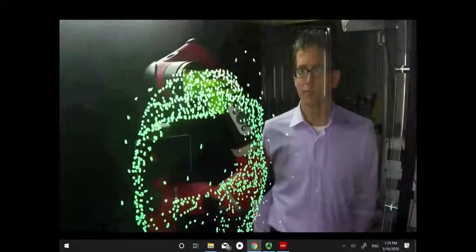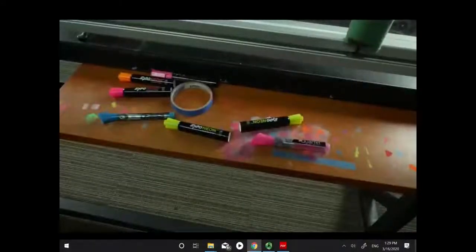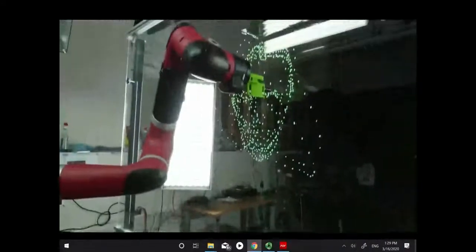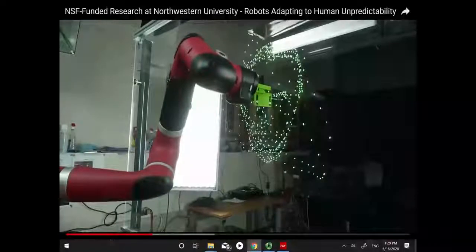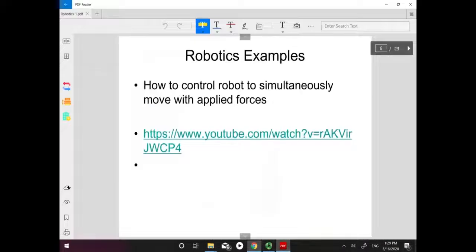With support from the National Science Foundation, mechanical engineer Todd Murphy and a team at Northwestern University are helping a new generation of robots interface with the most unpredictable. So you can see that here, right here, and they control the motion, and they also apply the forces right here so that they can both achieve the drawing pattern as well as the force. Okay, so that is also a very interesting example.